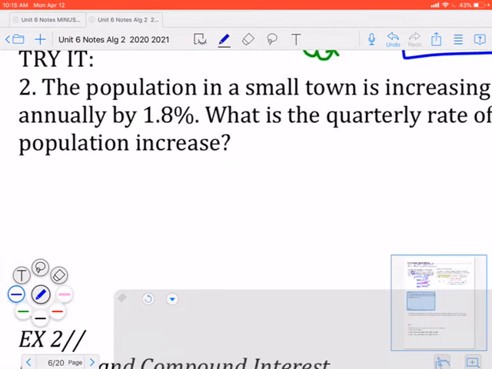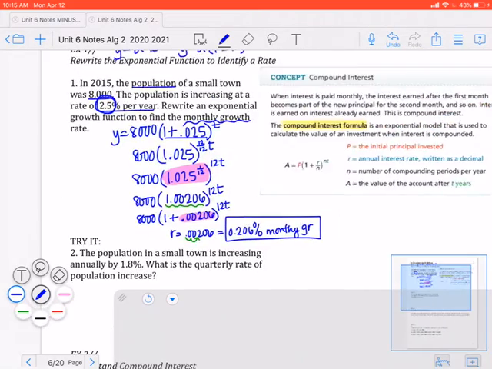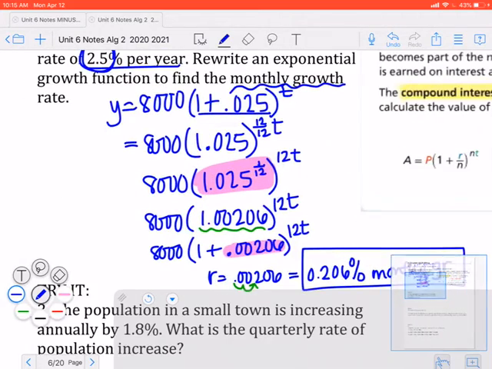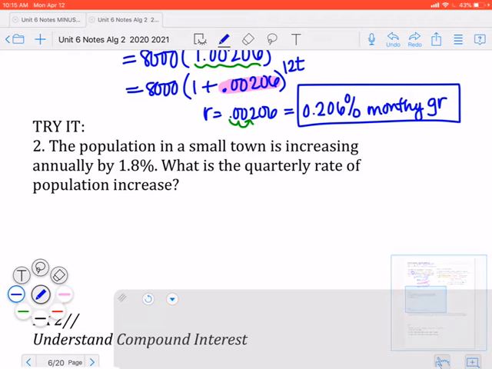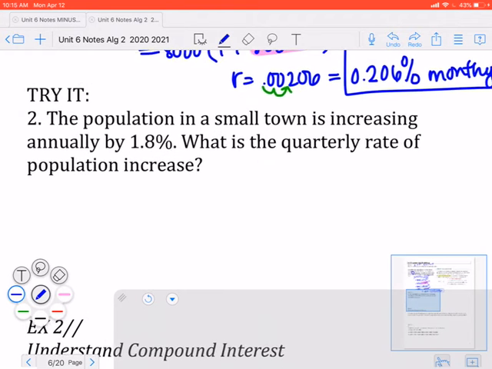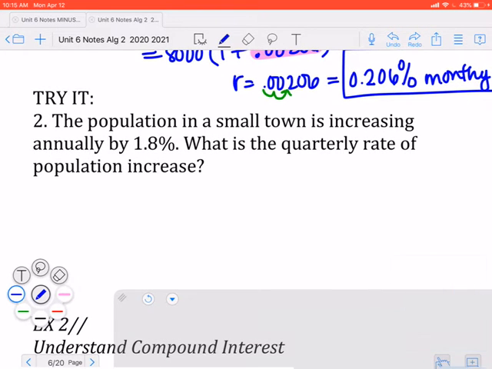All right, so now you have one to do. And did you notice this whole time the 8,000 didn't even matter? It never got computed. We were just trying to figure out that r value. And so they don't even give it to you in this one. All you know is the percent rate, and that's all you need to know.